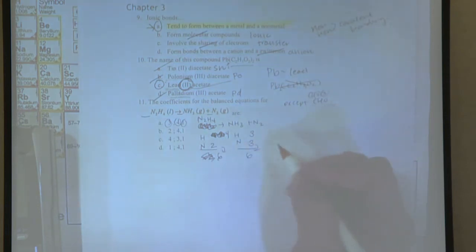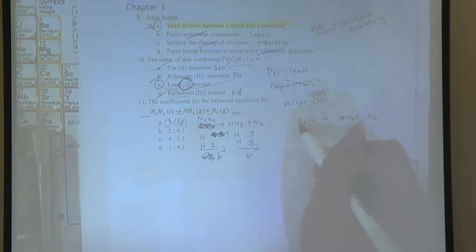Right? So in order to do that, I'm going to have to give this guy a 3, in order to make this nitrogen a 6. And in order to make this nitrogen a 6, I'm going to have to give him a 4. That way I have 4 nitrogens plus 2 nitrogens, which gives me 6. Right, so we've balanced these guys.